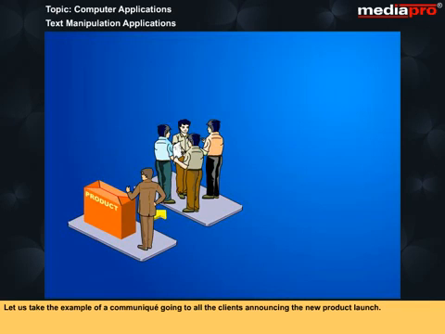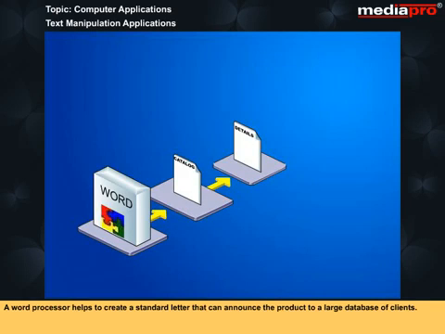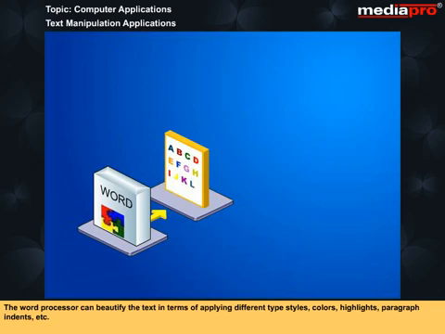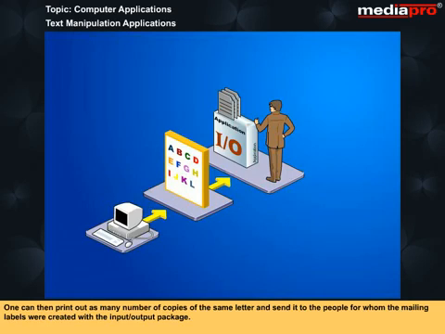Let us take the example of a communique going to all the clients announcing the new product launch. A word processor helps to create a standard letter that can announce the product to a large database of clients. The word processor can beautify the text in terms of applying different types of styles, colors, highlights, paragraph indents, etc. One can then print out as many copies of the same letter and send it to the people for whom the mailing labels were created with the input-output package.